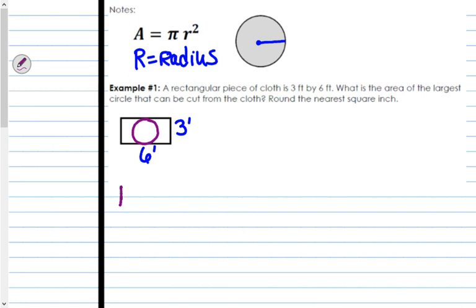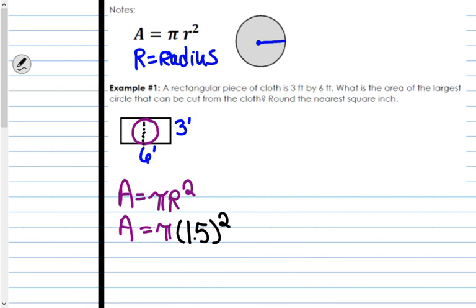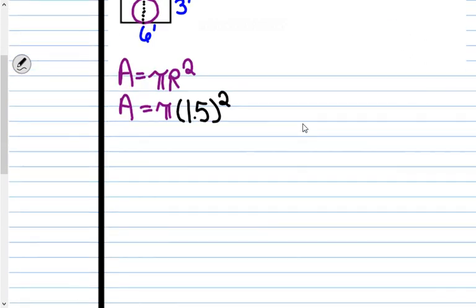Well, the formula for area of a circle is area equals pi r squared. So if I'm looking for the area of the biggest circle possible, I am going to need to know pi, so I'm going to keep pi, and I need to know the radius of that circle that I drew. Well, if this is the center of the circle, I know the diameter is 3 because it's 3 feet tall. So that means the radius is 1.5. So my radius is half of 3, which is 1.5. So area equals pi times 1.5 squared.